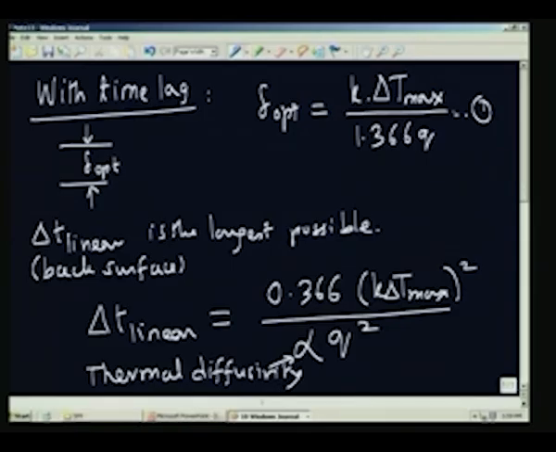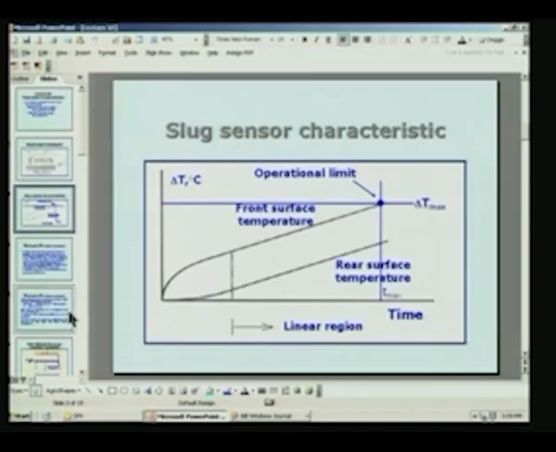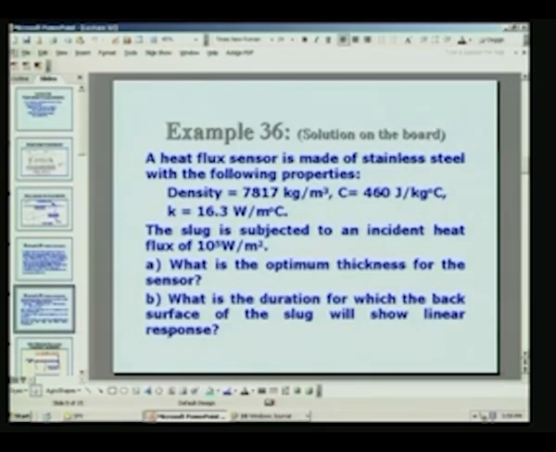Again, a very simple problem can tell us what is going on. So, I will just go to the problem, example 36. We have a heat flux sensor which is made of stainless steel in this case, and the properties of stainless steel are also specified here. Density is 7817 kilograms per cubic meter, specific heat is 460 joules per kilogram degree Celsius, and the thermal conductivity is 16.3 watts per meter degree Celsius.